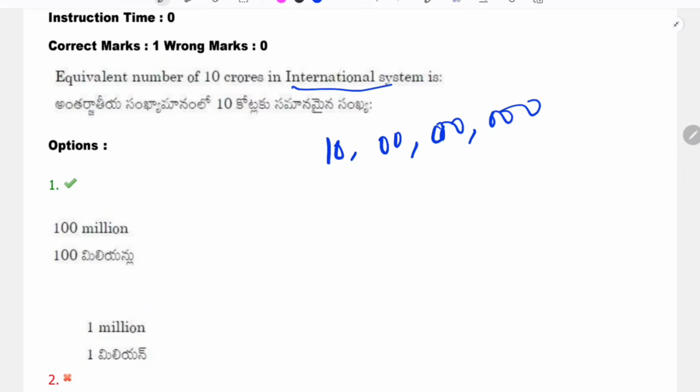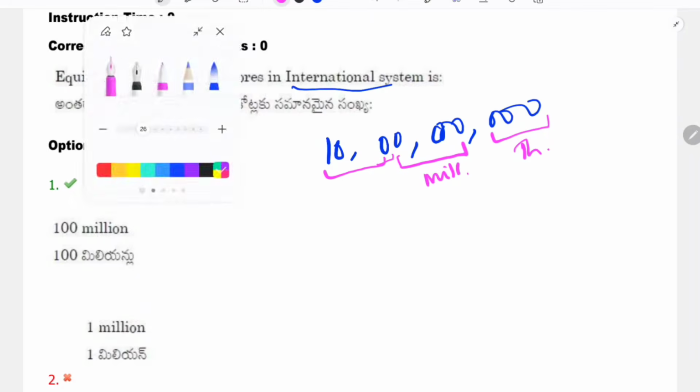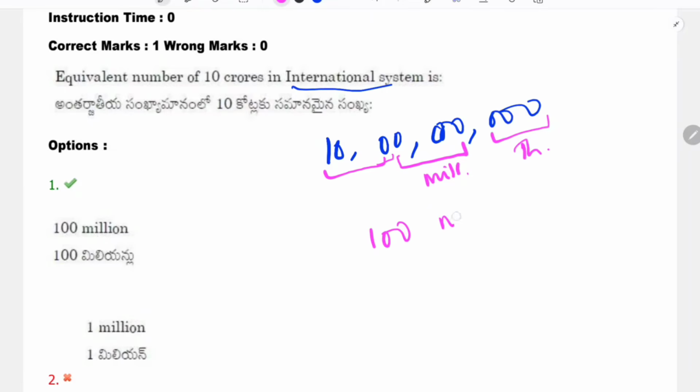Now we have to convert this 10 crores into the international system. In the international system, you make groups of 3 zeros. This comes under the thousands, then the next 3 comes under the millions. There is no other 3; another 3 would mean billions. So what is remaining here is 100, because this is thousands and this is millions. So this comes to 100 millions.